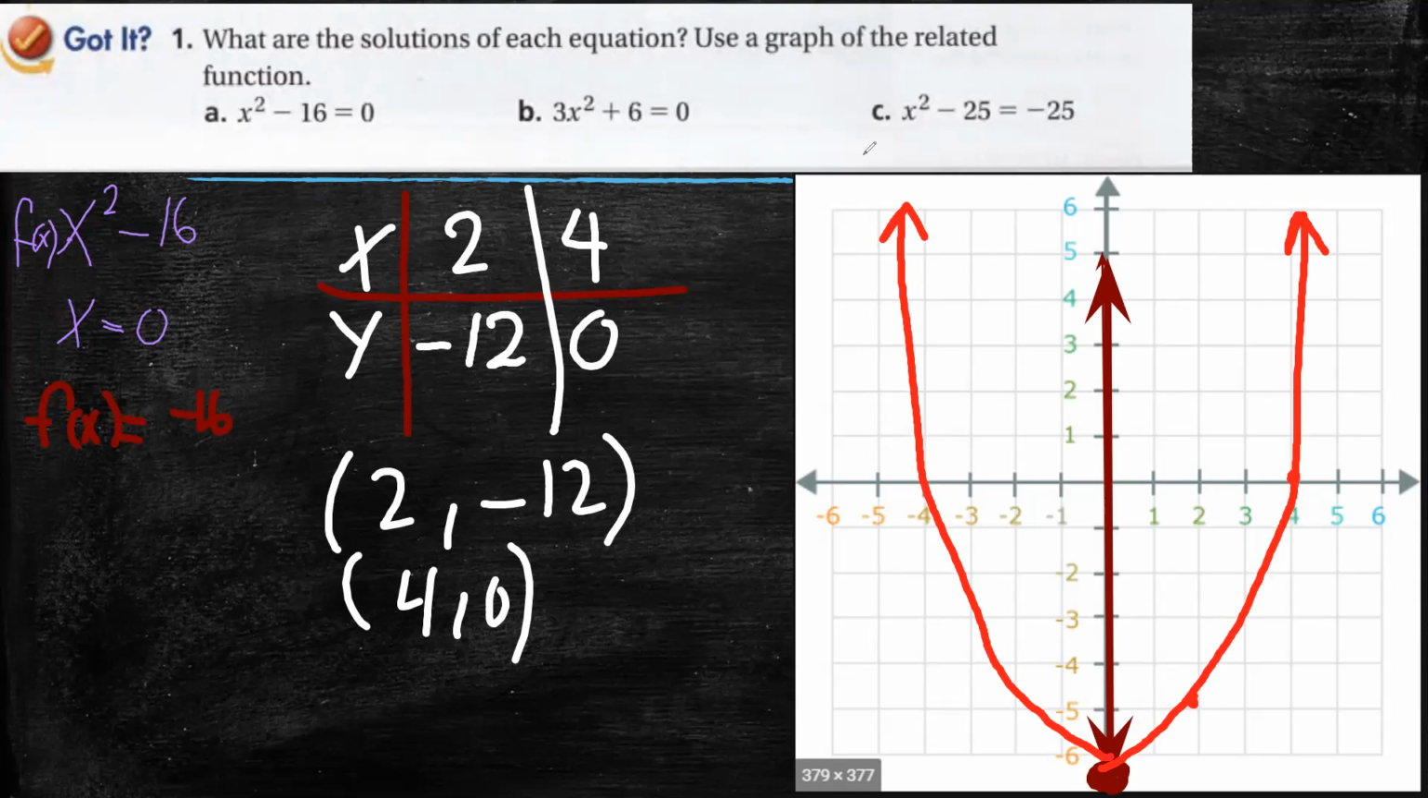Now for this x squared minus 16, at how many points does it intercept the x-axis? 2 points, exactly. What are these 2 points? Negative 4 and 4. So negative 4 and 4 will be the solutions of this equation. Is it clear? Yes. Okay.